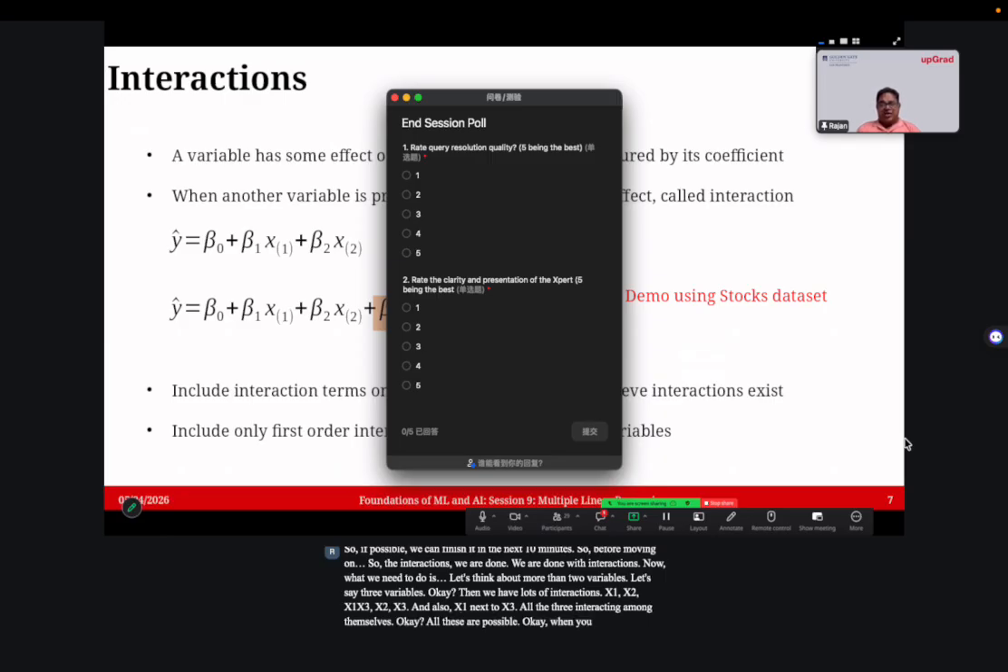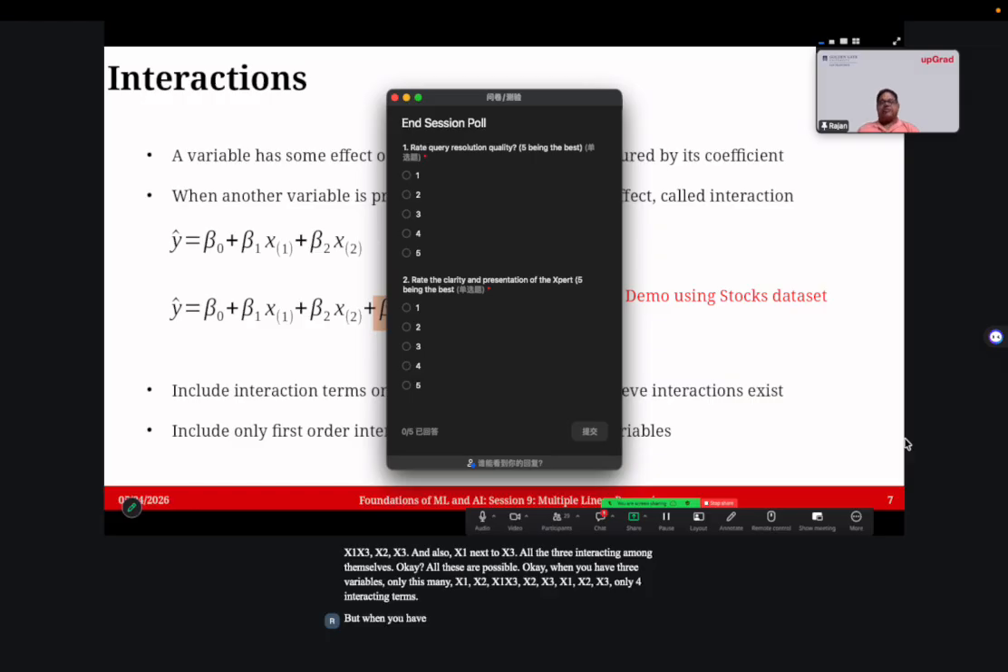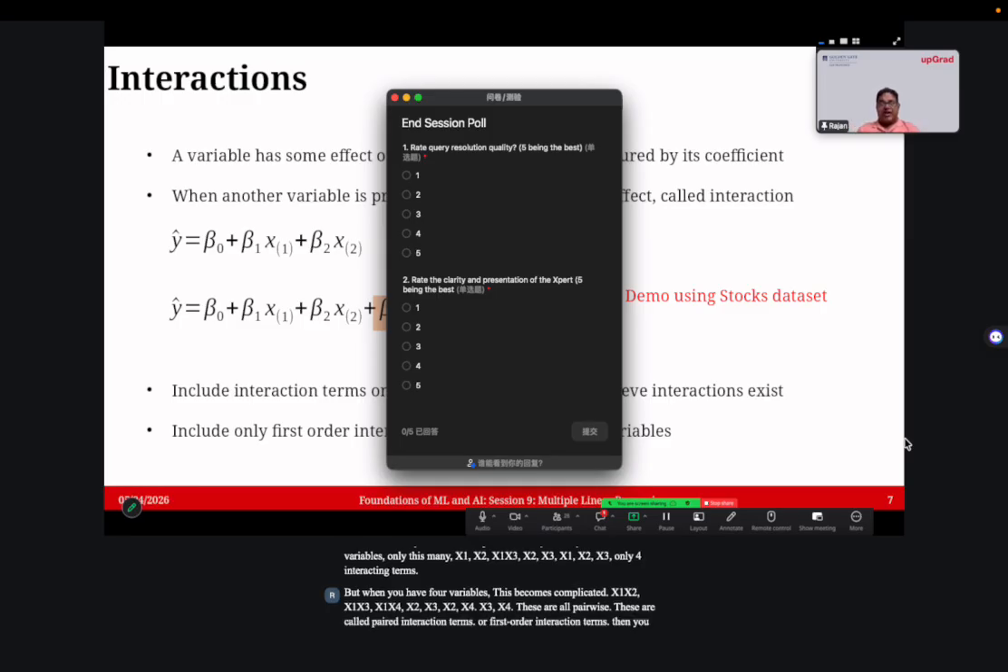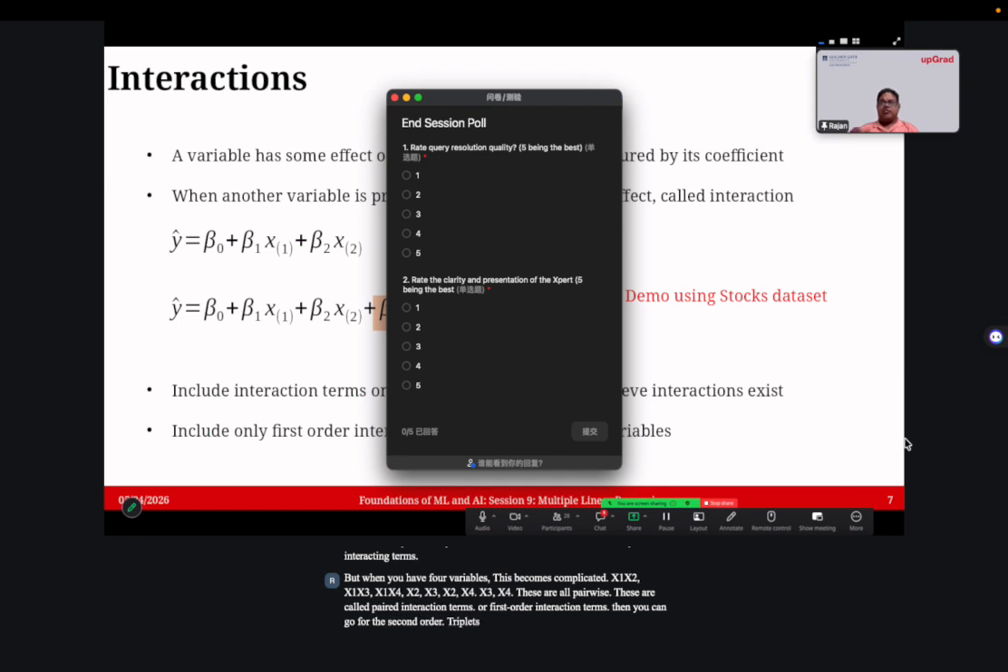When you have three variables, only this many: x1 x2, x1 x3, x2 x3, x1 x2 x3, only four interacting terms. But when you have four variables, this becomes complicated. x1 x2, x1 x3, x1 x4, x2 x3, x2 x4, x3 x4. These are all pairwise. These are called paired interaction terms or first order interaction terms. Then you can go for the second order, triplets: x1 x2 x3, x1 x2 x4, x2 x3 x4. Then the third order now, x1 x2 x3 x4. Lots more interaction terms coming.